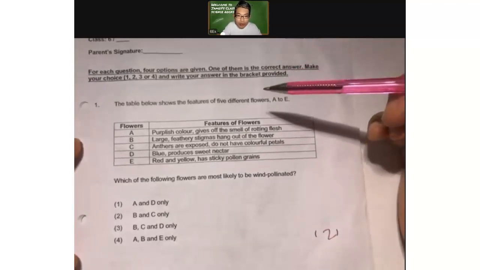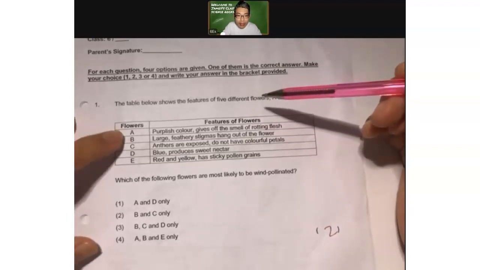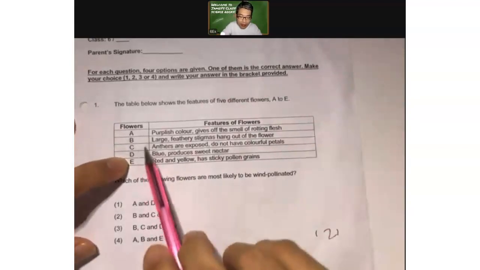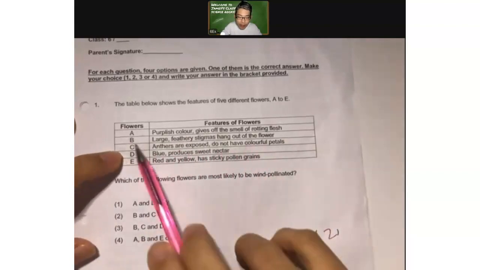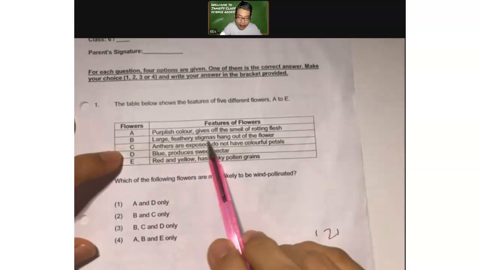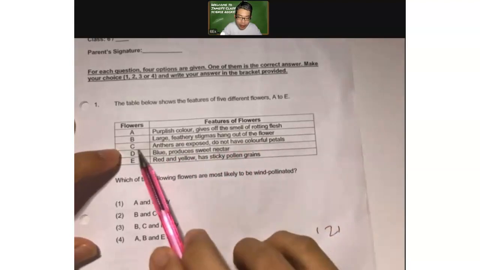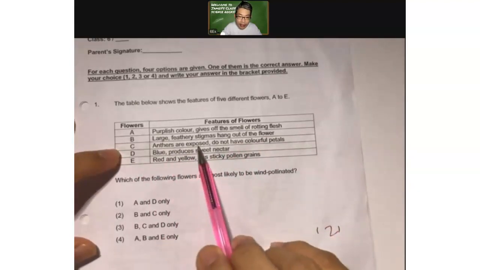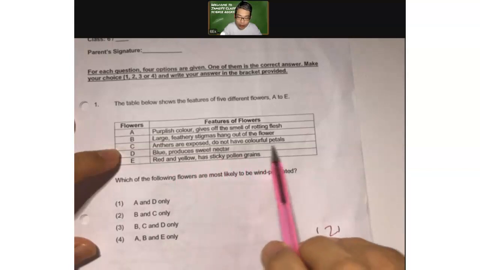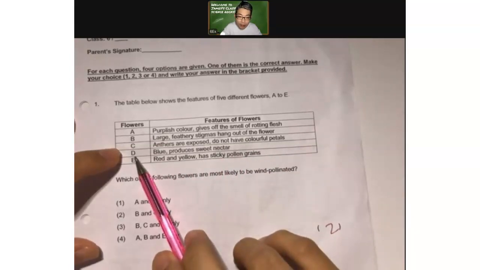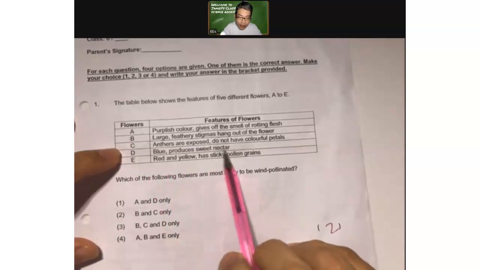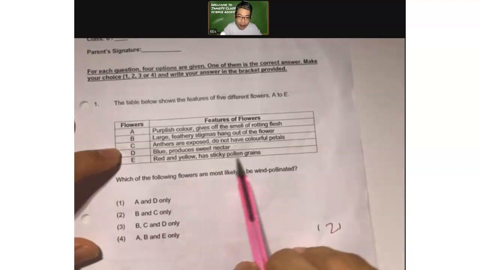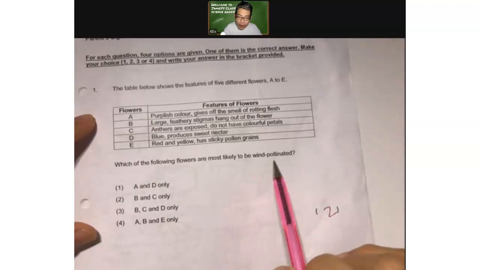So the table shows the features of 5 different flowers: A, B, C, D, E. Flower A has a purplish color and gives off the smell of rotting flesh. Flower B has large feathery stigmas that hang out from the flower. Flower C has anthers that are exposed and does not have colorful petals. Flower D is blue and produces sweet nectar. Flower E is red and yellow and has sticky pollen grains. Which of the following flowers are the most likely to be wind pollinated?